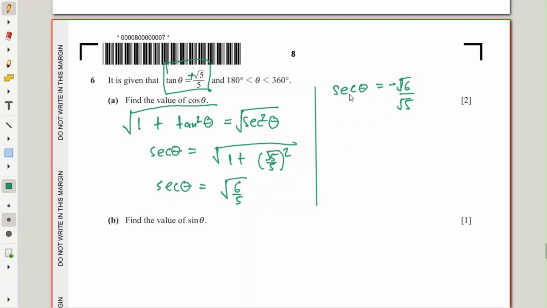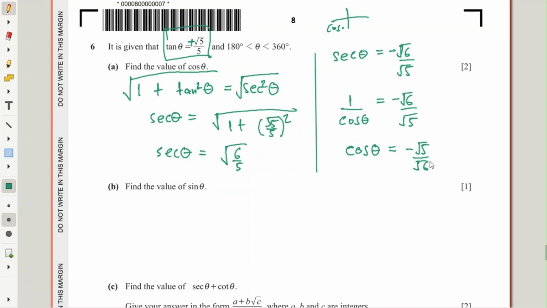Why? Because sec is a function of cos, right? It depends on cos, and cos is negative in the third quadrant. So it's going to be negative this, okay? And I'm looking for cos, not sec. So when I finish, I can find the reciprocal of both sides. If I turn it upside down, left upside down, right upside down, I'll get this. So that's the value of cos.